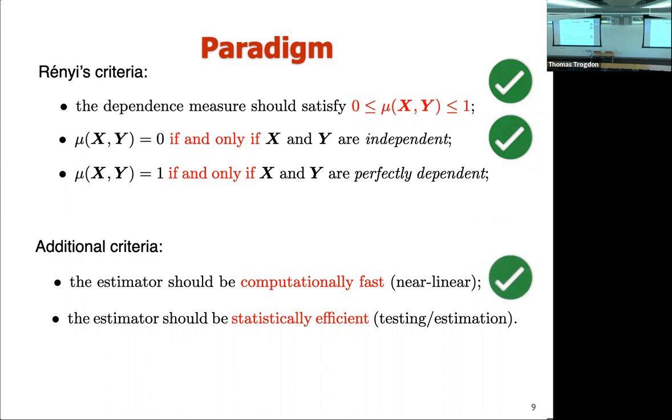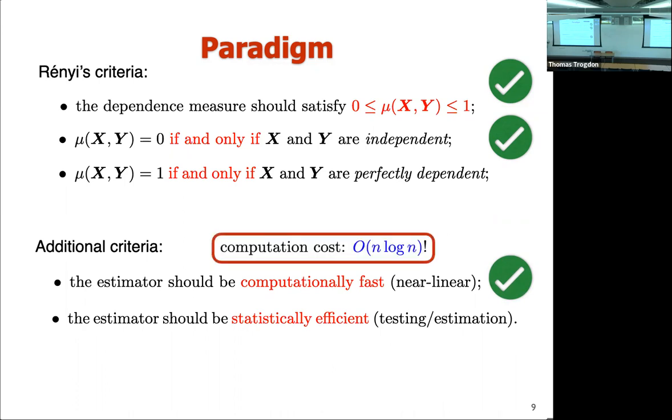It should be computationally fast. I haven't mentioned that. So this is another part where Hoeffding is brilliant. Hoeffding himself tells you that although the statistic seems to involve summing over all the 4-tuples, which would give us n to the power 4 computation, actually it is not. It can be calculated explicitly in n log n time.